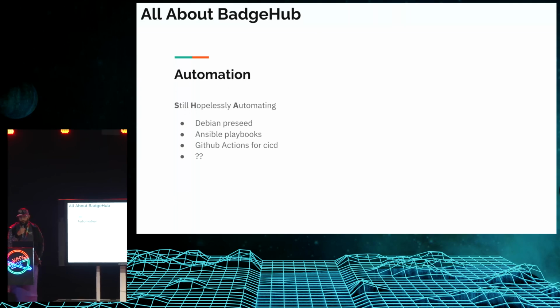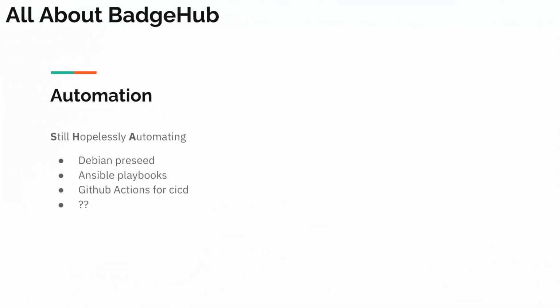To automate the setup, we used Debian preseed to bootstrap the virtual machine. So when it boots, Ansible playbooks take care of the basic system bootstrapping. And for development and deployment, we use GitHub Actions for the CI/CD. And well, there are many more things we could probably use.